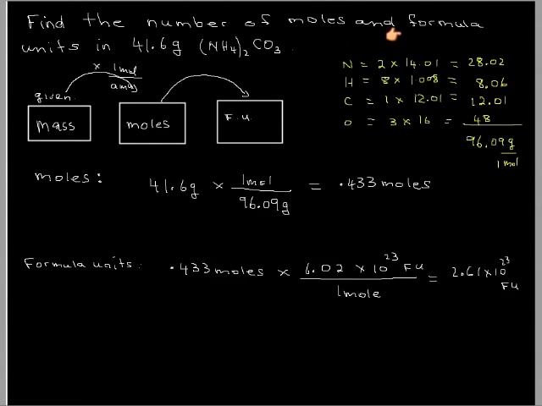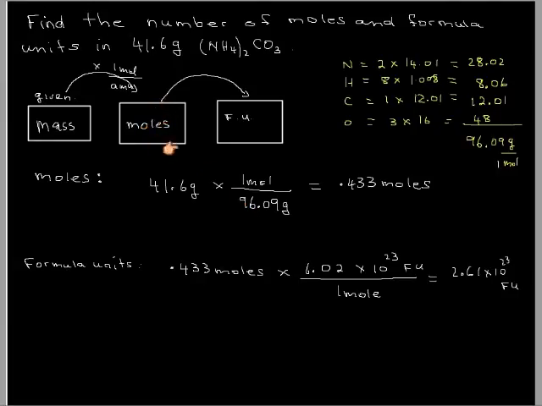Find the number of moles and formula units in 41.6 grams of ammonium carbonate. Again, mass, mole, formula unit. Identify what's given, your given mass, and identify what they're asking. They're asking moles and formula units. So we can go from given mass to the number of moles. Our rule says to multiply by 1 mole divided by the atomic mass unit. Very quickly consult your periodic table and figure out the atomic mass unit, and multiply the mass times 1 mole over the atomic mass unit, and that'll give you the number of moles.